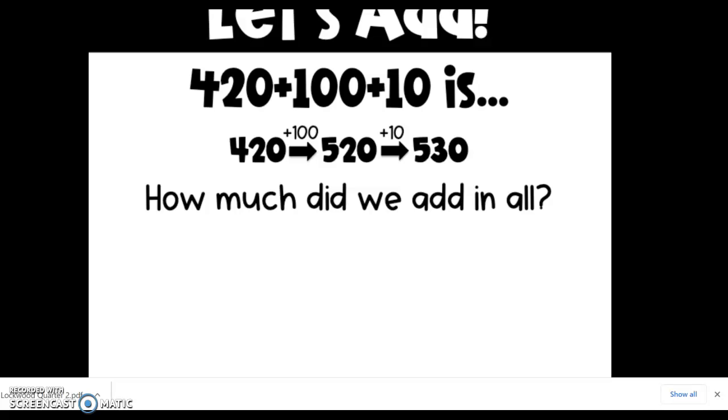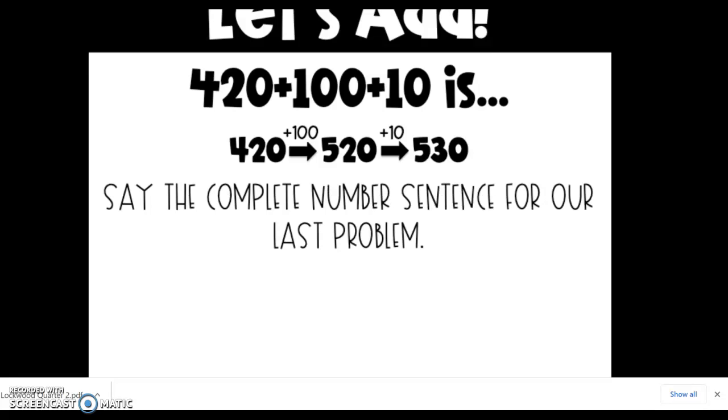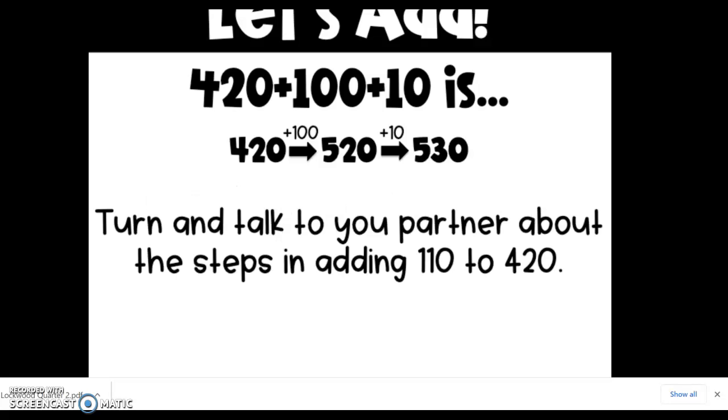Okay, how much did we add in all? Well, if I look above the arrows, I added 100 and I added that 10. So I added 110 in all. Say the complete number sentence for our last problem. The last problem is 420 plus 110 equals 530. If we add the numbers on top of the arrows, that's your complete number sentence.